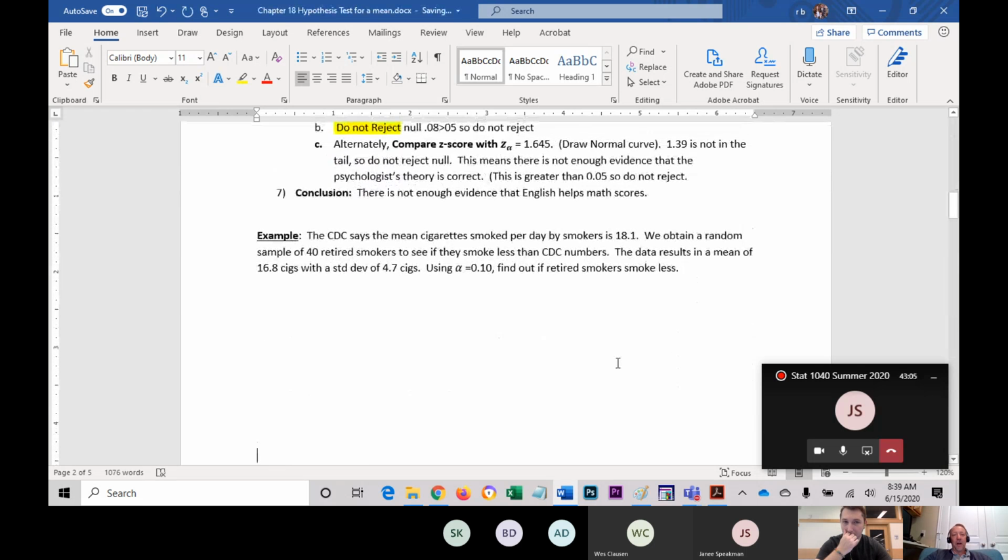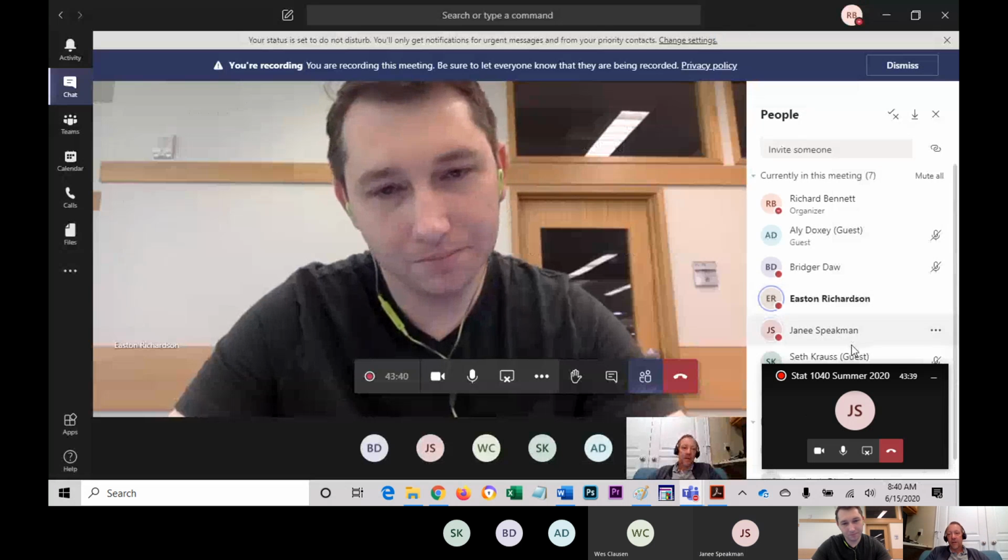Okay. All right. CDC says that the mean cigarettes smoked per day by smokers is 18.1. We obtain a random sample of 40 retired smokers to see if they smoke less than CDC numbers. The data results in a mean of 16.8 and a standard deviation of 4.7. Use alpha equals 0.10 to find out if retired smokers smoke less. Okay, what's our first step? List all the numbers.